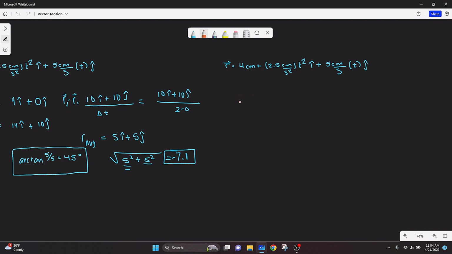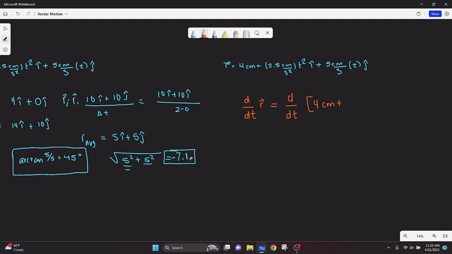So we would just do d over dt of vector r, which is equal to the derivative with respect to t of 4 centimeters. I didn't do units here, which I should have.